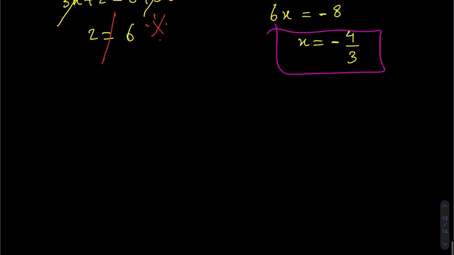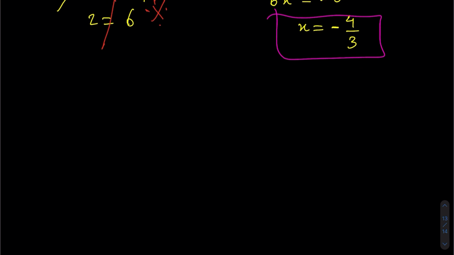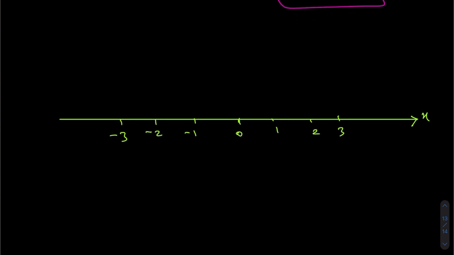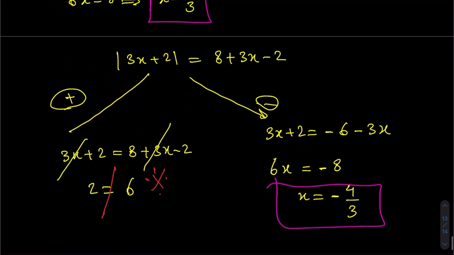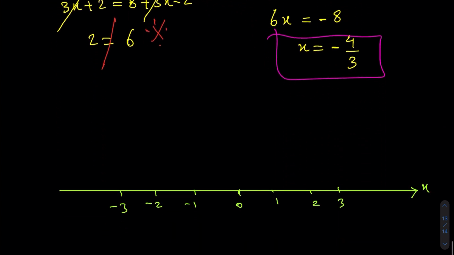Now I will draw the x-axis, and I will mark the critical values on the x-axis. So this is the x-axis. So here is 0, here is 1, 2, 3, and so on, -1, -2, -3. So 4/3, positive and negative, we have two critical values, which is almost 1.333.